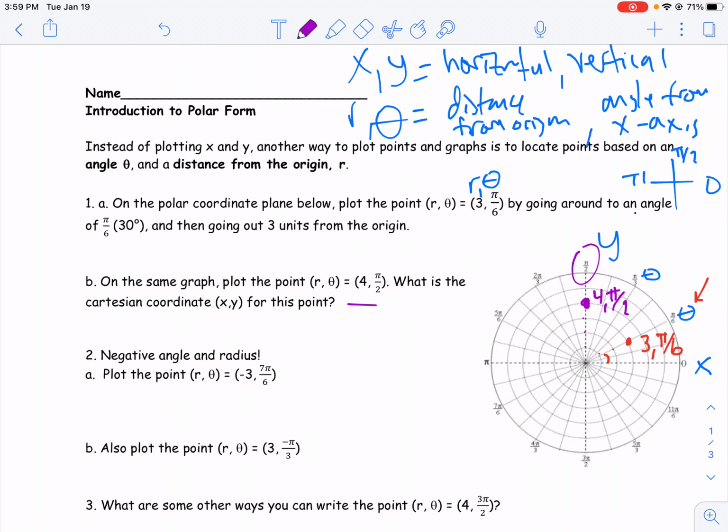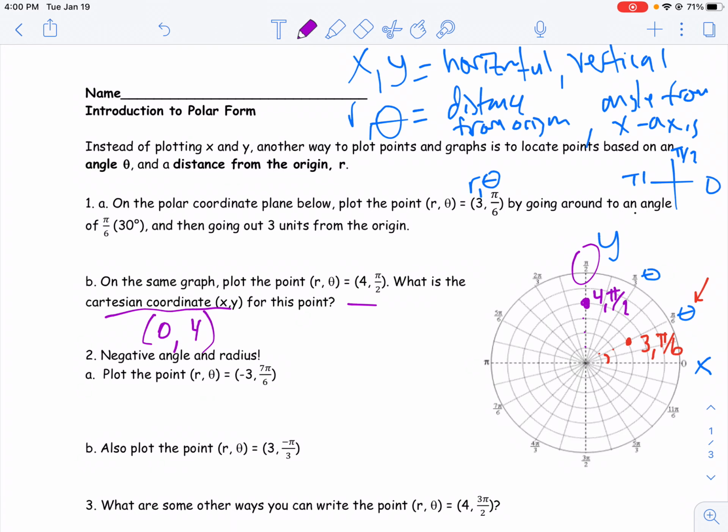And I might ask you, what is this in Cartesian coordinates or rectangular coordinates? That's just the x and y, and that's the point 0 comma 4. So we could say it has a horizontal component of 0 and a vertical component of 4, or we could say it has an angle pi over 2 and a distance of 4 units. Again, think of r as a distance from the origin.